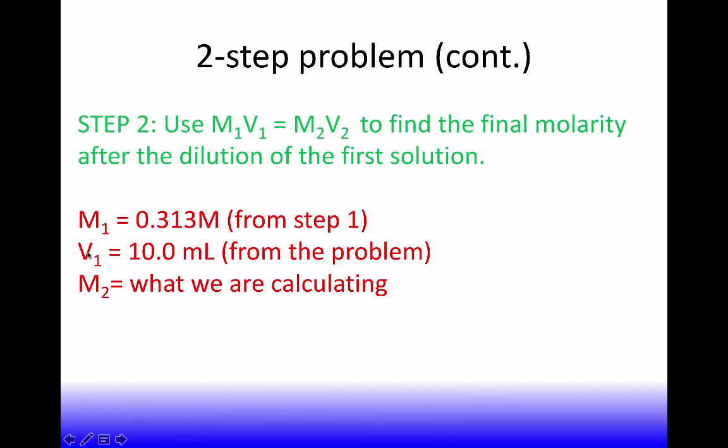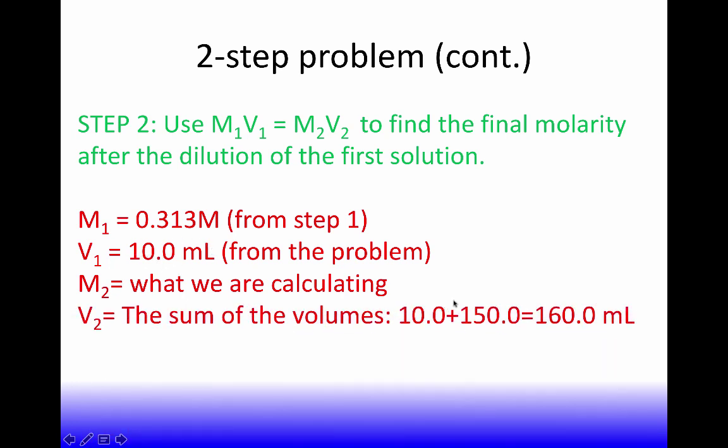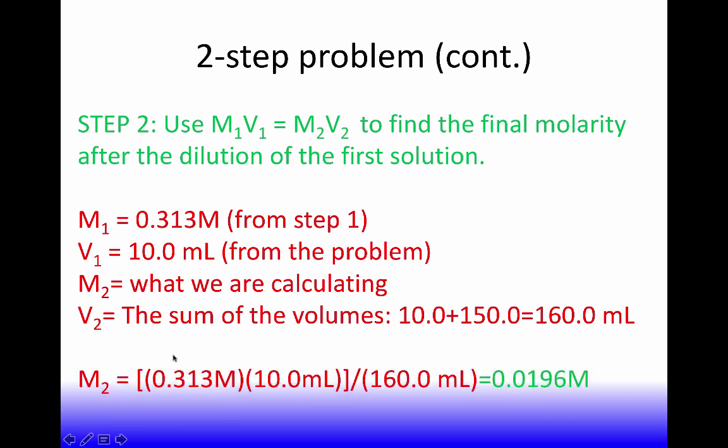V2 is the only one that's a little tricky, because what it said was we're going to take 10 mils and we're going to add it to 150 mils to make our final volume. Our final volume is 160. It's not 150, it's not 10, it's 160. It's the sum of the two because we added 10 to 150. Now, once we solve for M2, we end up with molarity 1 times volume 1 divided by volume 2, and then we get our final answer. Our molarity of that second solution is 0.0196 molar. Okay, now off to working on the worksheet.